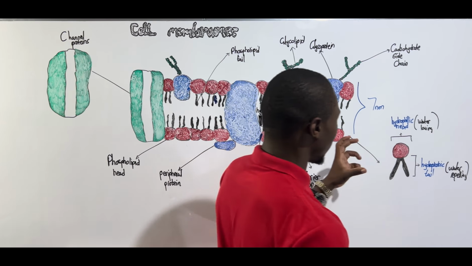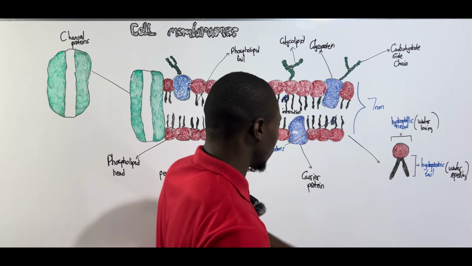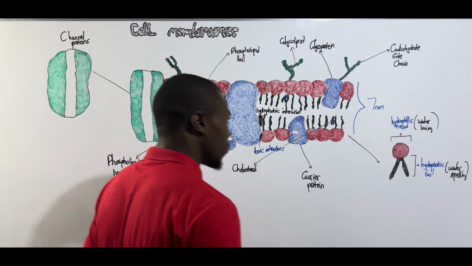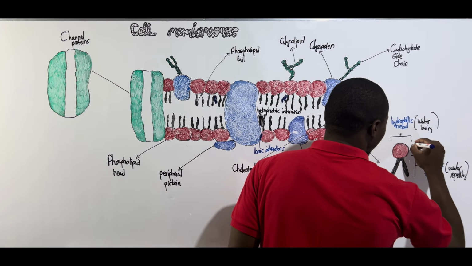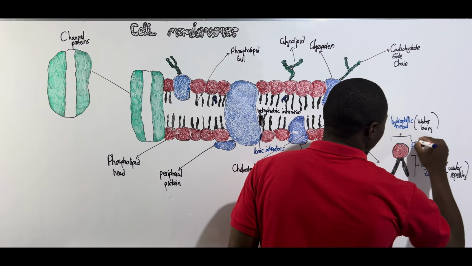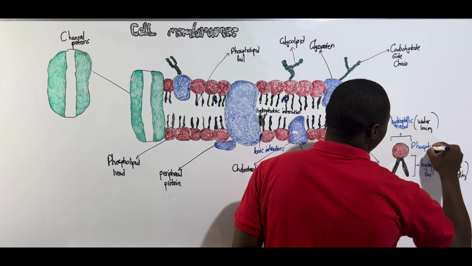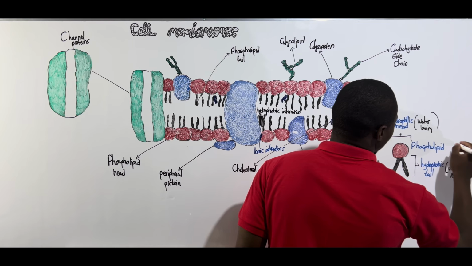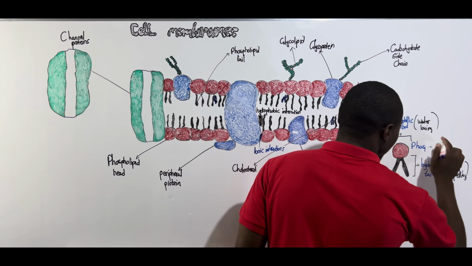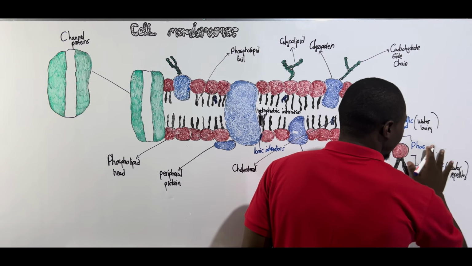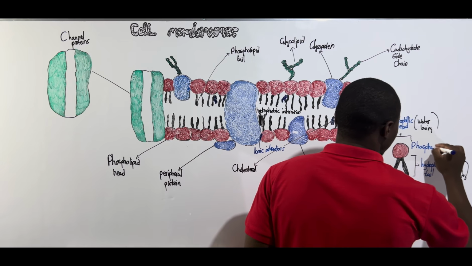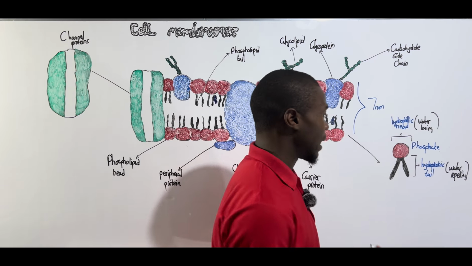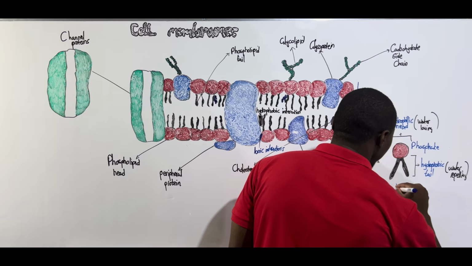Looking a little bit further at the structure of the phospholipid, we said it has the hydrophilic head. The head is made up of a phospholipid, specifically the phosphate group. The tail is then made up of a lipid part, which is called the fatty acid.